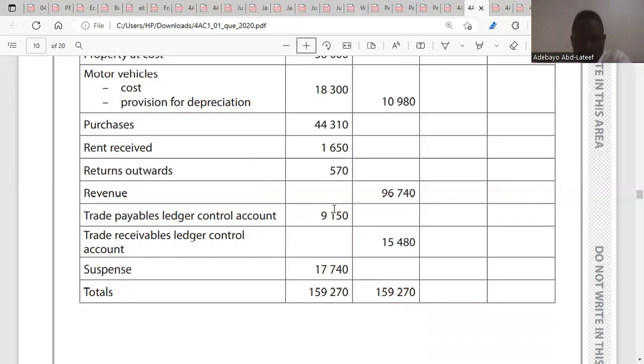Do you know why you have suspense here? Look at this transaction. This transaction is balanced, yes or no? Yes. But there are mistakes here, yes or no? Yes. So the difference between the debit side and the credit side is the suspense, which is 17,740. So this trial balance will never balance because there are mistakes there. But it is balanced because there is a suspense there. So you use suspense accounts to correct the errors in your trial balance.